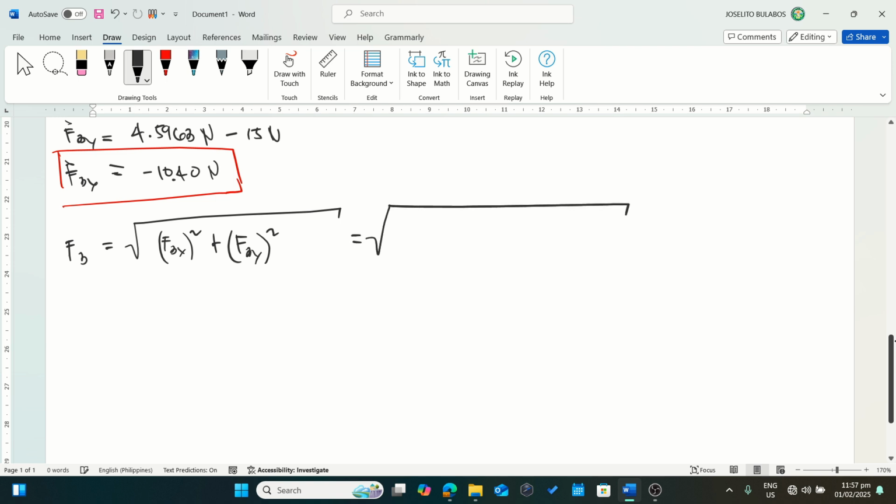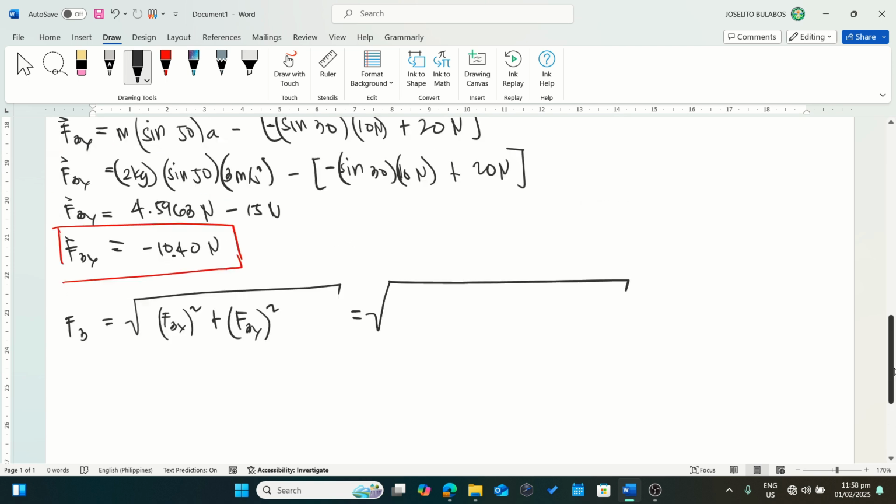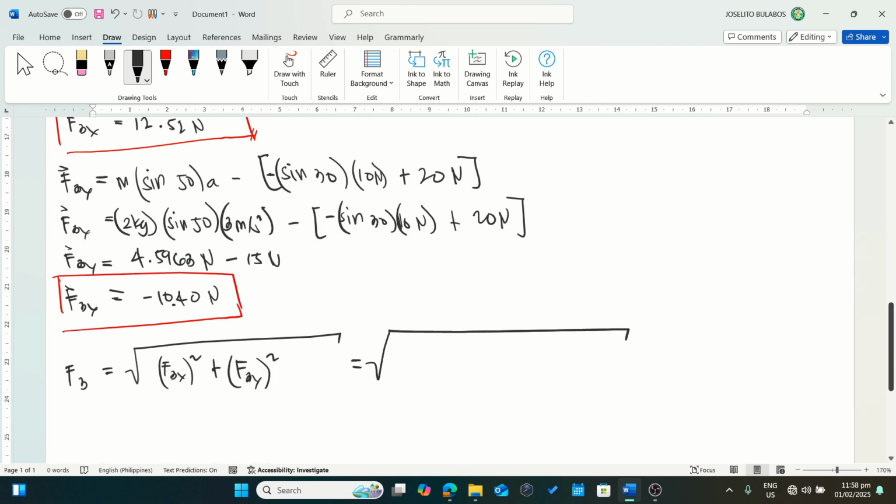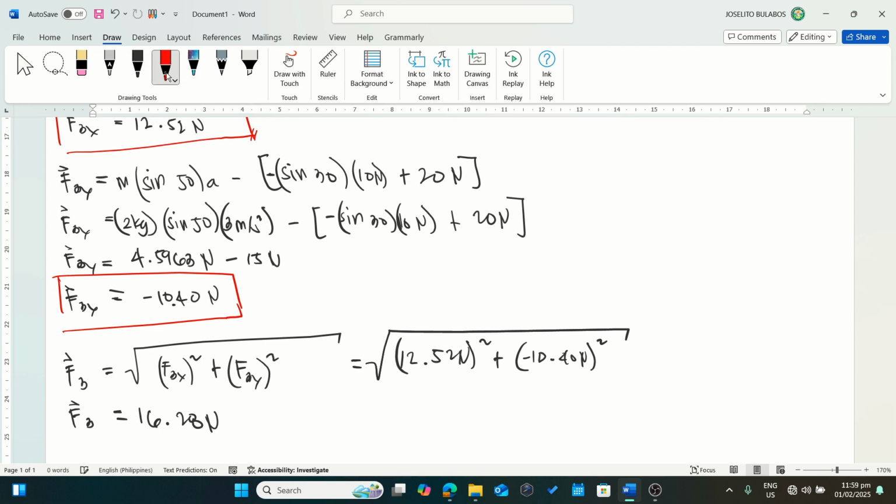That is equivalent to, how much is the value? 12.52 Newton squared plus negative 10.40 Newton squared, and our F3 must be 16.28 Newton. So this will be our F3, and let us solve for the direction.